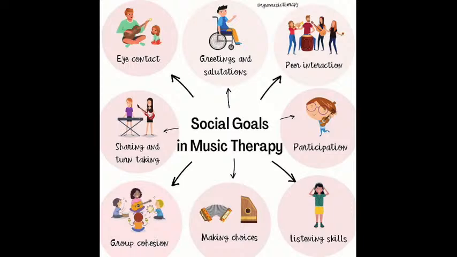Social goals can include improving eye contact, learning appropriate greetings and salutations, enhancing their confidence in peer interaction, improving and increasing participation, improving their listening skills and attention to task, having more confidence and independence in making choices, being able to work in a group, and sharing and turn-taking.